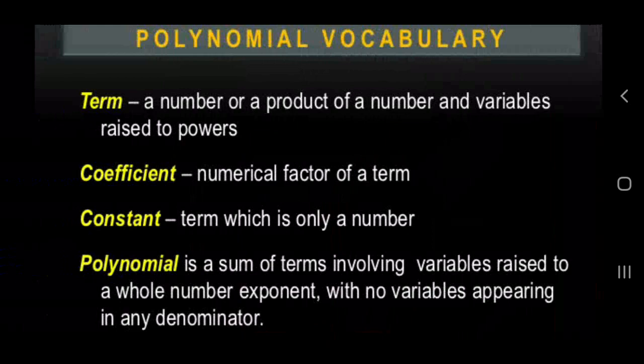There, if the variable is in the denominator, for example 1 by x is in the denominator. What is 1 by x? The same as x raised to negative 1. That is, if the variable is in the denominator, its exponent is negative. Okay, if the exponent is negative, that is not a polynomial.